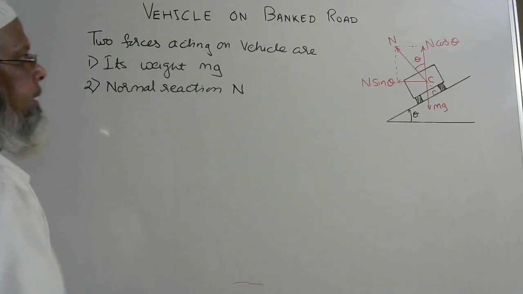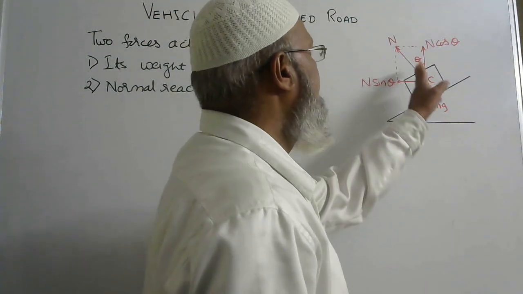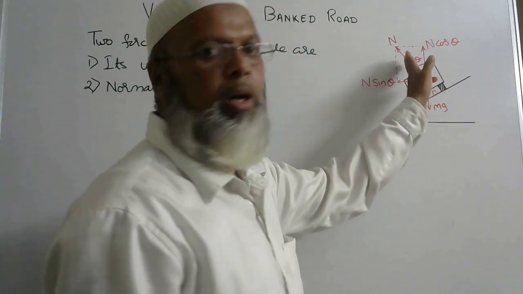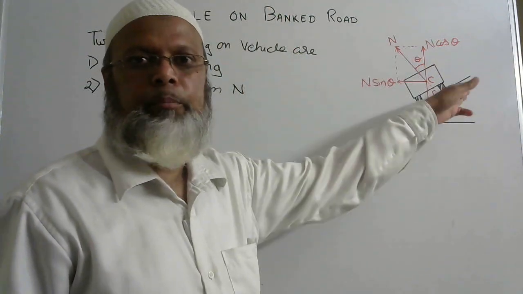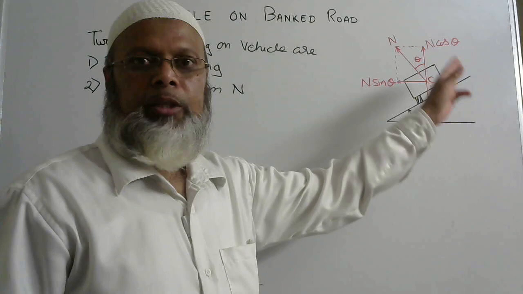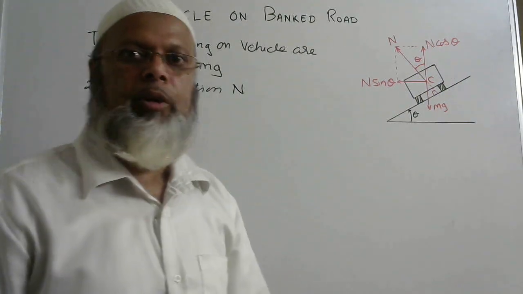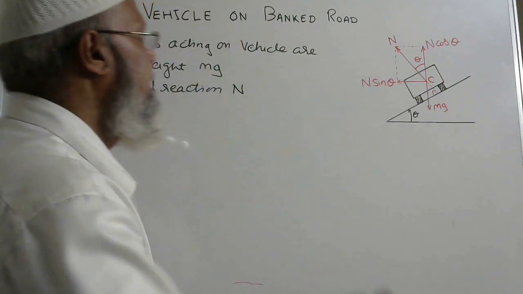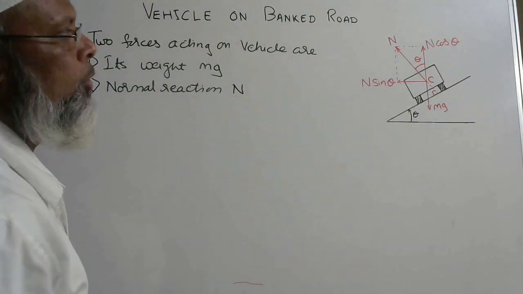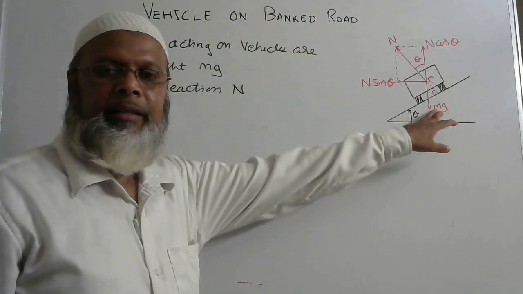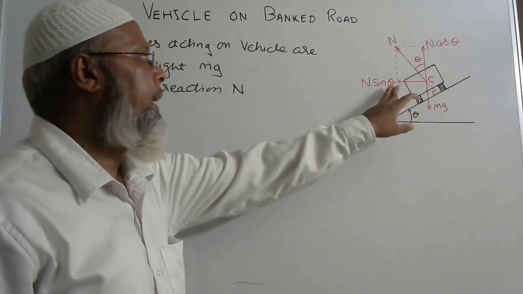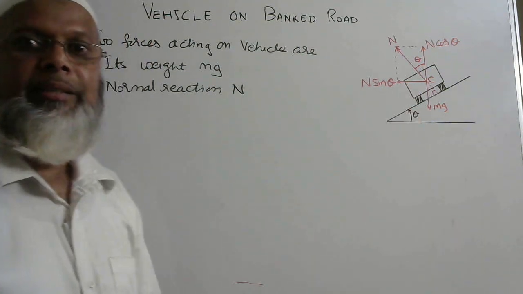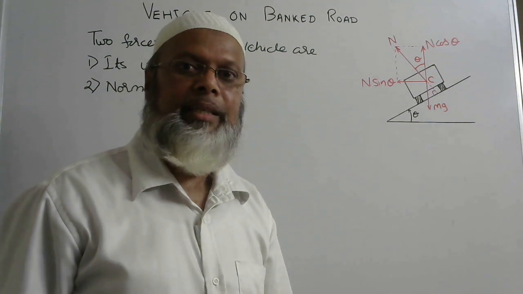Since the normal reaction is perpendicular to the road, we will resolve it into its vertical component and horizontal component. The vertical component is N cos theta and the horizontal component is N sin theta. The component N cos theta is balanced by mg, the weight of the vehicle, whereas the horizontal component N sin theta is balanced by the centripetal force.